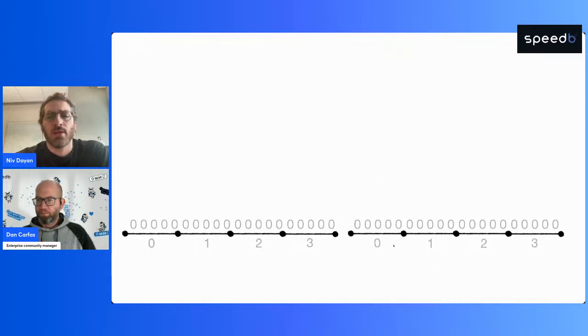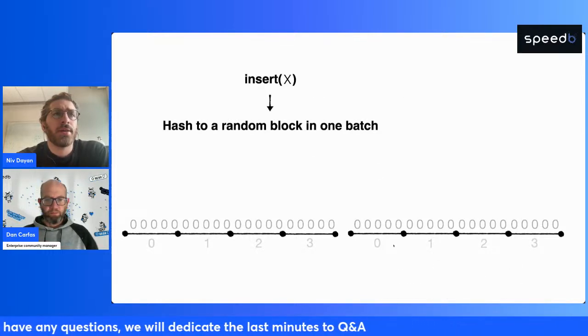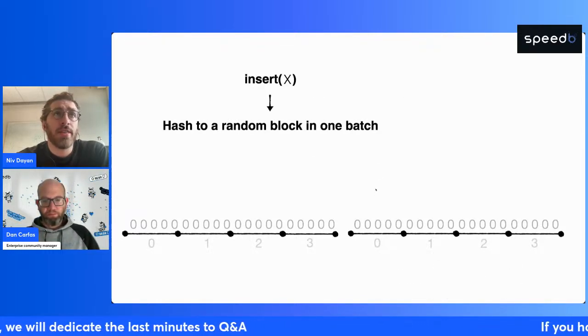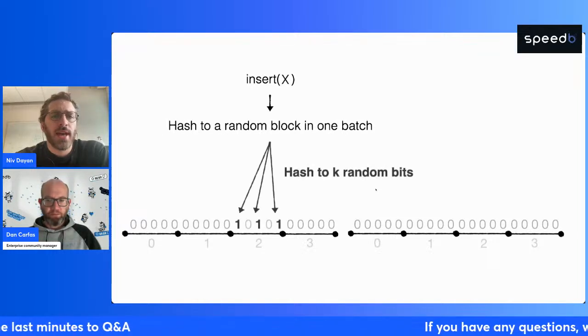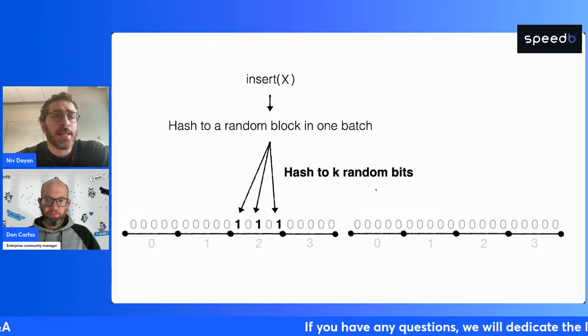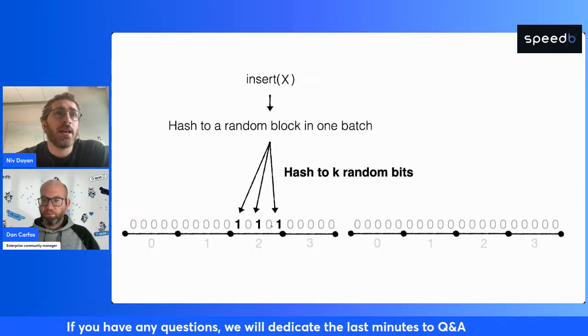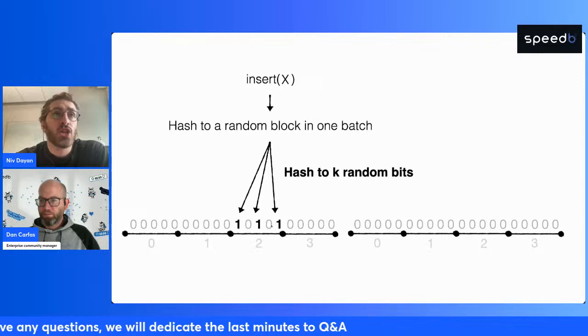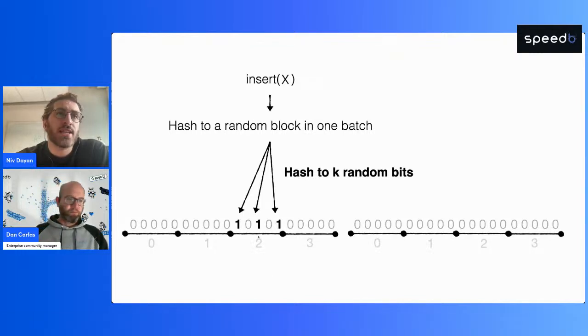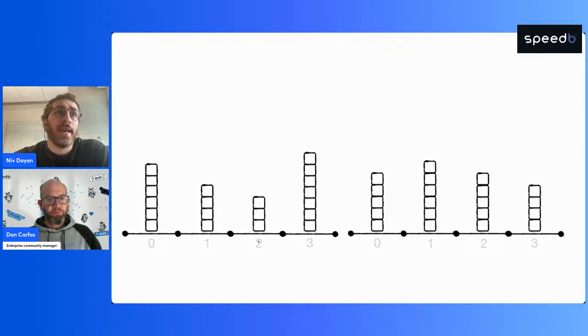Okay, so to insert a key, we're first of all going to hash it to a random block within one random batch, as we did before. And then once it's been mapped to a block, we're going to, again, insert it using the k random hash functions to k random bits within that specific block. Again, as before, this is going to lead to an uneven distribution of entries across the different blocks. Now I'll show you how to fix this uneven distribution.